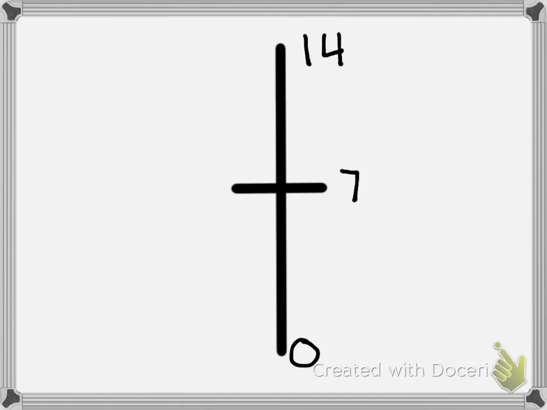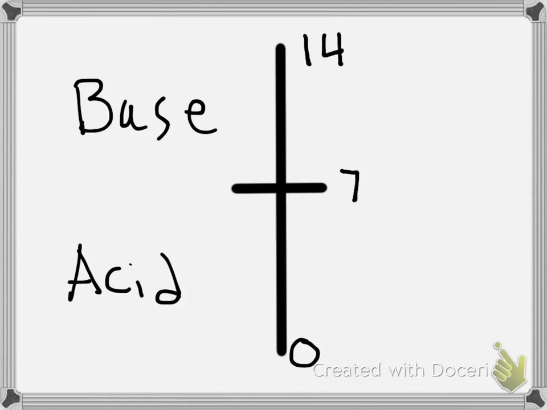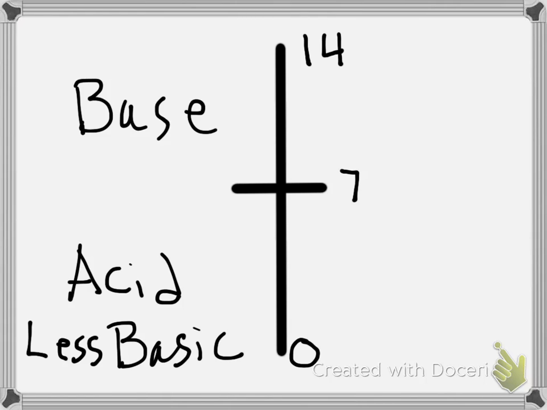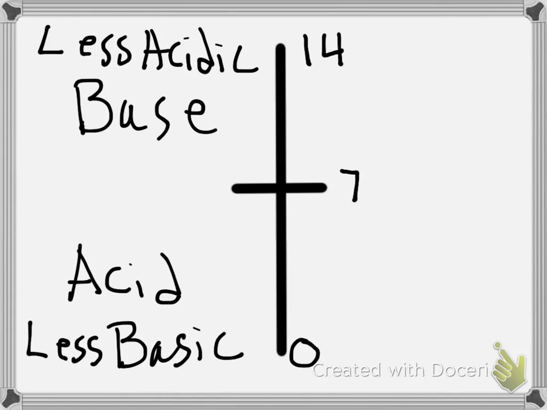Really, if you look at it very, very simply, anything below 7 is an acid or more acidic. Anything above 7 is considered a base or just more basic. You could also say that anything above 7, since it is more basic, is less acidic. Just as well you can say everything below 7 is more acidic and less basic. So let's write it out. Okay, does that make sense?